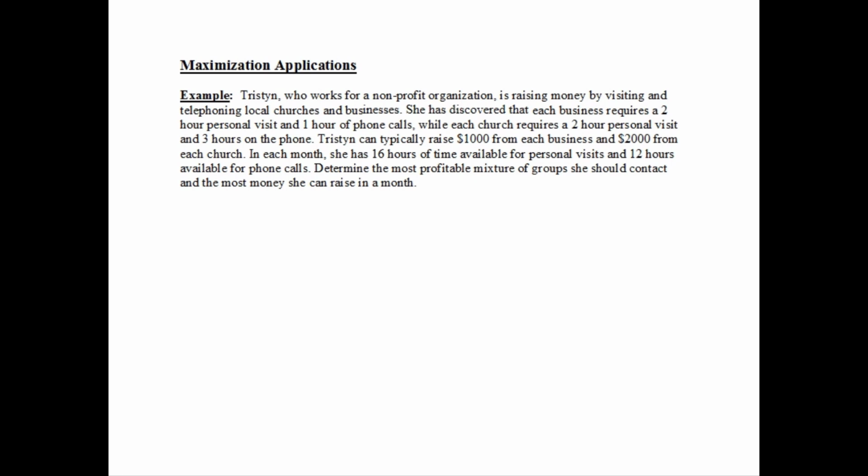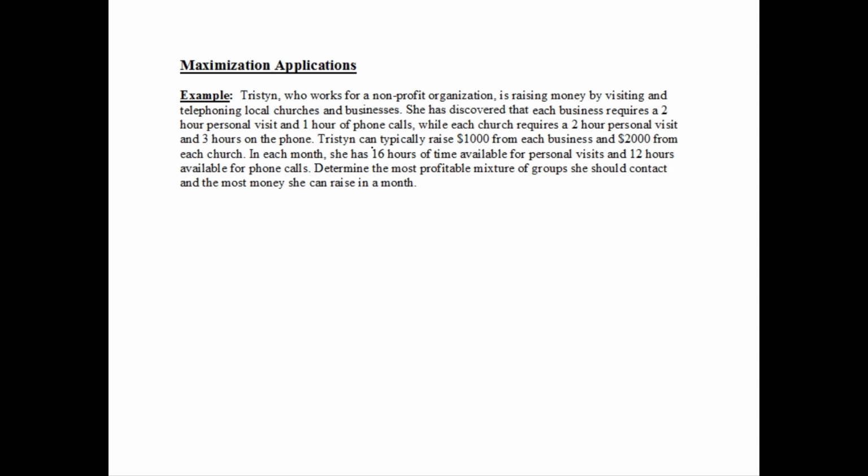Let's use the Simplex method to solve some applied problems. Tristan is raising money for a nonprofit by visiting and telephoning churches and businesses. She has discovered through experience that each business requires a 2-hour personal visit and 1 hour of phone calls, while each church requires a 2-hour visit and 3 hours on the phone.